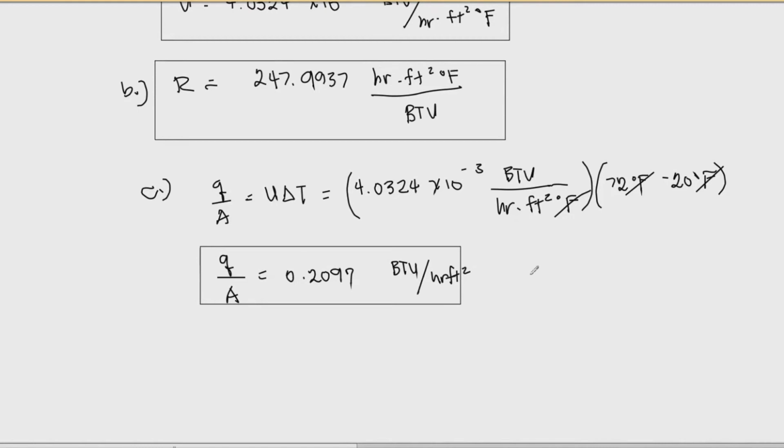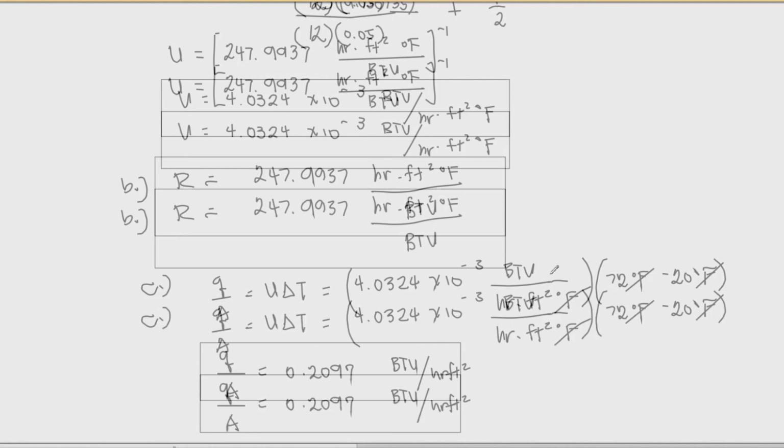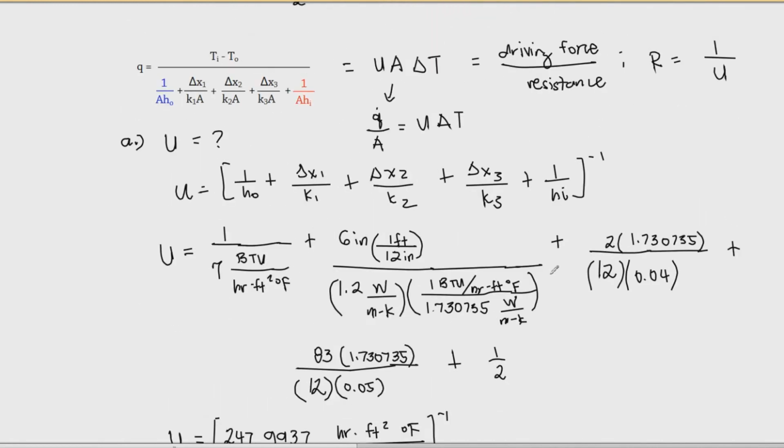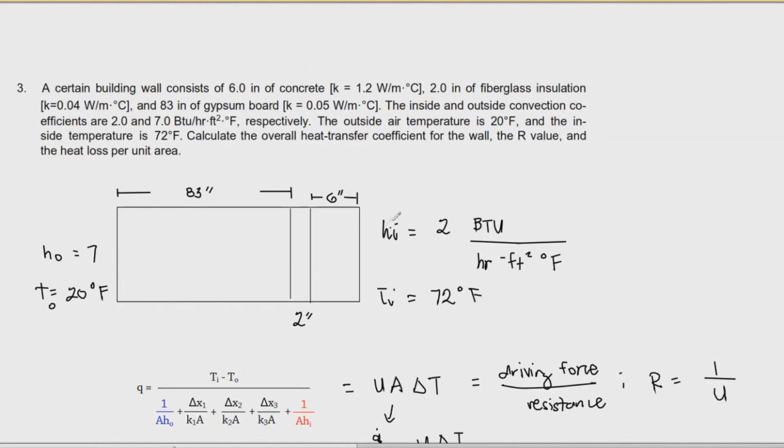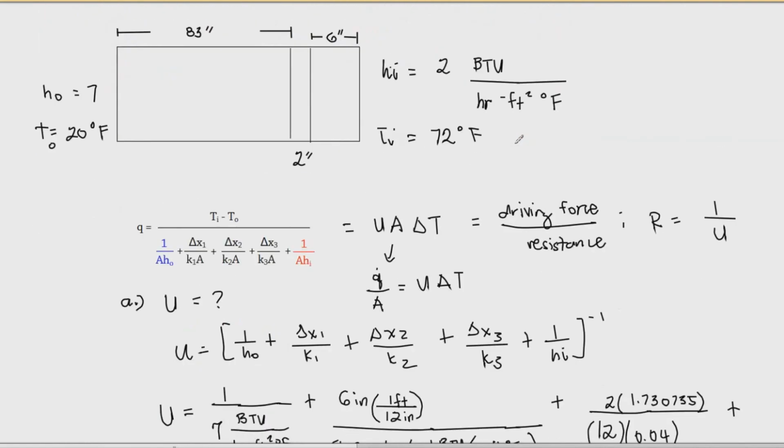So that is the heat loss per unit area. British thermal unit per hour is our heat rate, and feet squared is our area. So that's it for the overall heat transfer coefficient, the R value, and the heat loss per unit area.